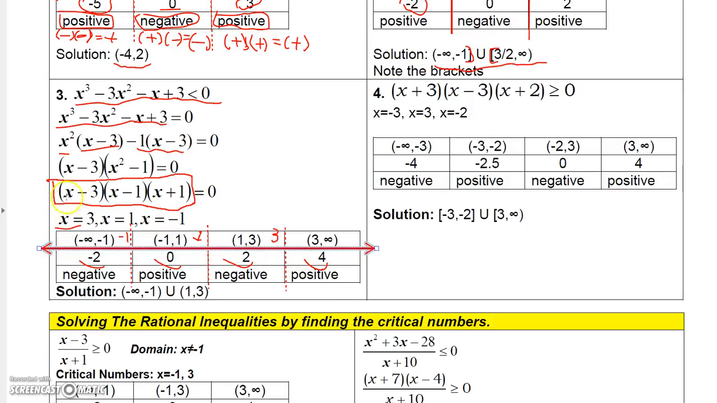If I plug -2 into here, it's actually going to give me a negative value. If I plug 0 into here, I'm going to get a negative times a negative times a positive, so I'm going to get a positive value. And if I plug 2 in, I'm going to get a negative times a positive, which is going to give me a negative. And then if I plug 4 in, I'm going to get all positive, so I'm going to get a positive. And now, since I wanted when is it less than 0, I choose the 2 negative regions there, -infinity to -1 and 1 to 3. And so there's my solution, negative infinity to negative 1.